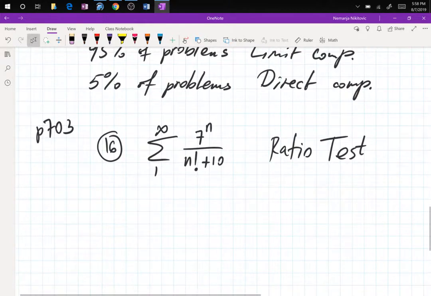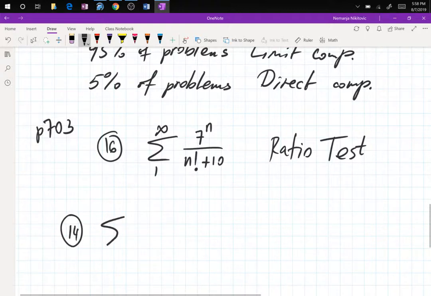All right, so problem 16. Well, that was really easy because we had n factorial, which gives us the ratio test. We use the ratio test immediately. Let's pick another one from this group, and then we'll move to the next group. Problem 14. Oh, beautiful. Look at that.